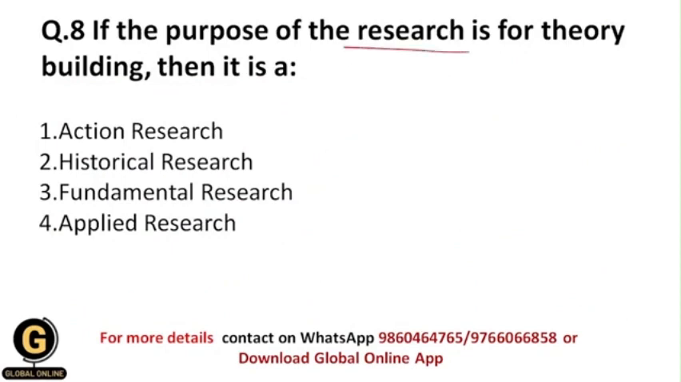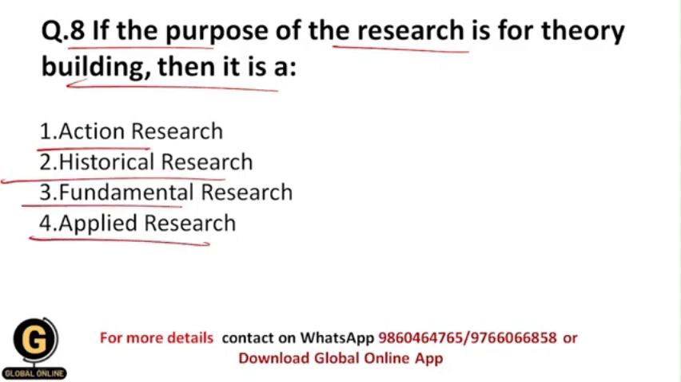If the purpose of the research is for theory building, then it is a... So if any kind of research has the purpose to develop a theory, then obviously what is that research? Whether it is action research, historical research, fundamental research, or applied research. So obviously students, the correct answer is fundamental research. As I have told you in this video, within the fundamental research basically we formalize the theory. Our main aim is theory building, and this is the ultimate purpose of fundamental research. That's why here the correct answer is 3.